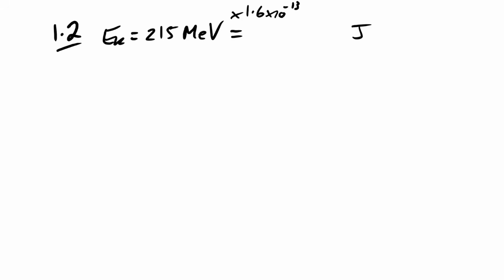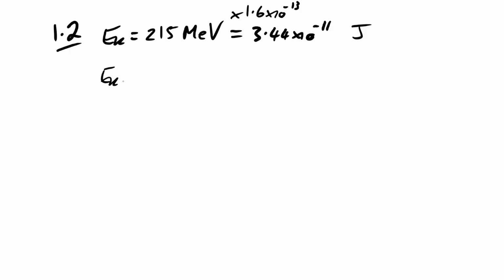1.2, calculate the speed of X. So we had kinetic energy being 215 mega electron volts. Let's turn that into joules, shall we? Each mega electron volt is 1.6 times 10 to the minus 13 joules, and that gives us 3.44 times 10 to the minus 11 joules.